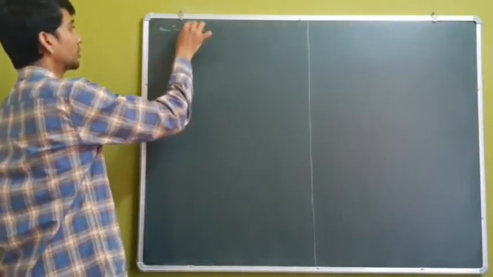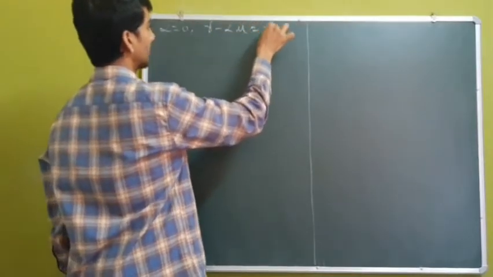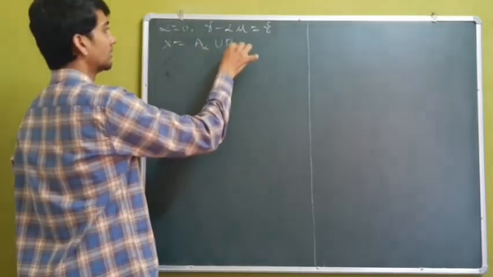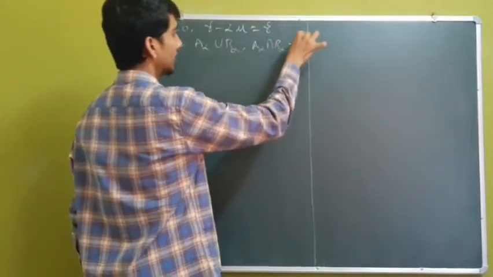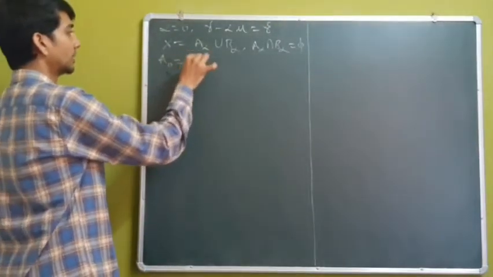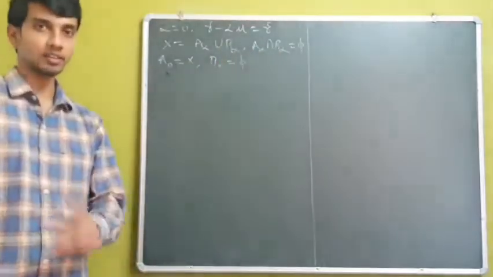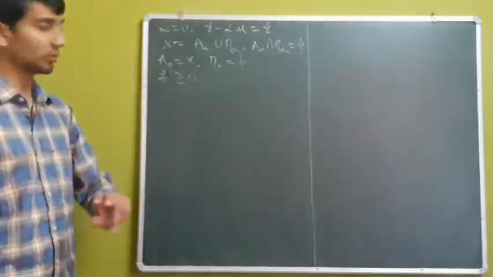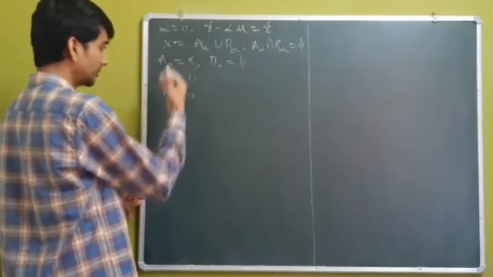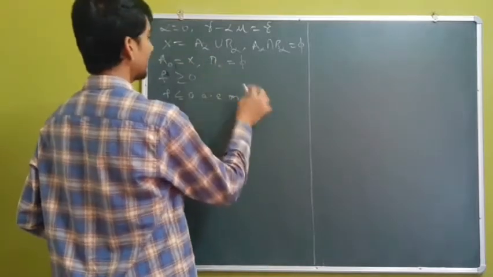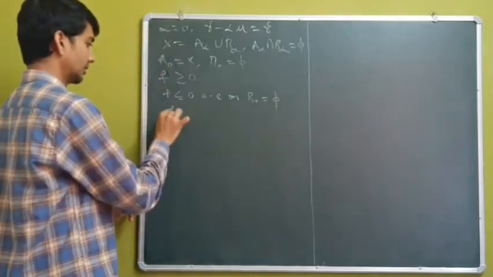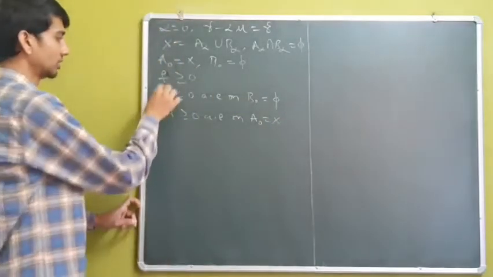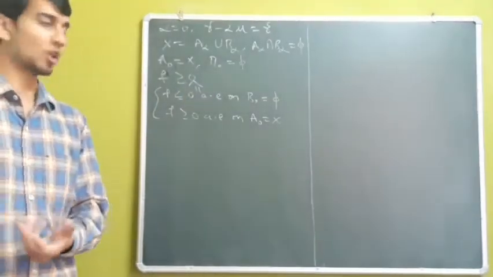Now if we have alpha equal to 0, then gamma minus alpha times mu is the same as gamma. So alpha is 0, we have this, and also X was A_alpha union B_alpha with A_alpha intersection B_alpha empty, and if we set A_naught to be X and B_naught to be empty, then this was the case. If this is the criteria, we can choose f to be non-negative, because f is less than or equal to 0 almost everywhere on the set B_naught, which is the empty set, and f is greater than or equal to 0 almost everywhere on the set A_naught, which is the whole of X. So these two things suggest that f is clearly a non-negative measurable function.